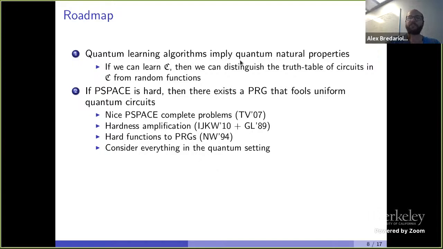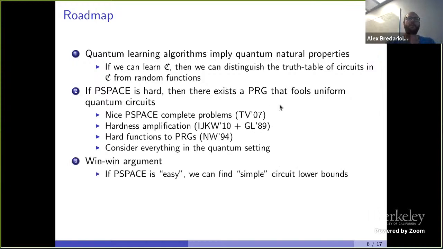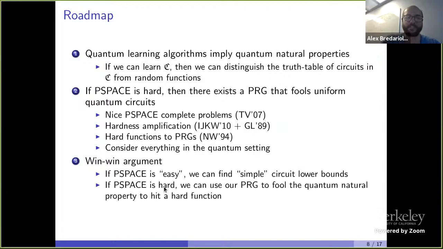And finally, when you have these two steps, so when you have these natural properties and you have these PRGs, we can use a win-win argument. We can show that if PSPACE is easy, then you can find simple circuit bounds. And if PSPACE is hard, then you can use step 2 and build our PRG that can fool this quantum natural property coming from our quantum learning algorithm. Okay, so this is the big picture, and in the rest of this talk, I will try to explain a bit what we're doing in each step.